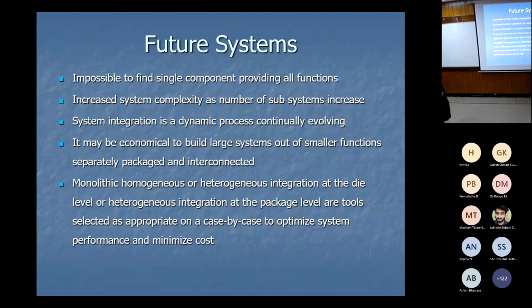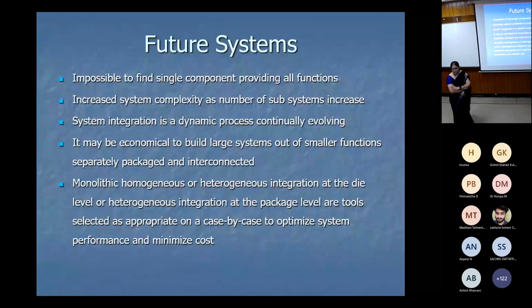How would our future systems look like? These are the inferences from whatever talk we have done so far. No single component provides all functions, which is very true. We need to look at various alternatives and integrate them, and system complexity increases as the number of subsystems increases, right? The only way to do the solution approach is to add more and more subsystems. Each one need not be in the same homogeneous technology, but can be from multiple technologies. And system integration, of course, is a dynamic process, continuously evolving.